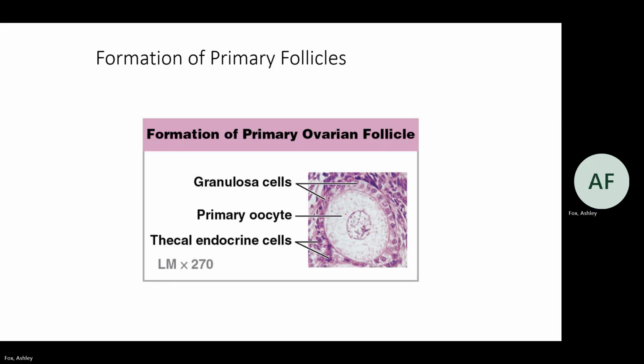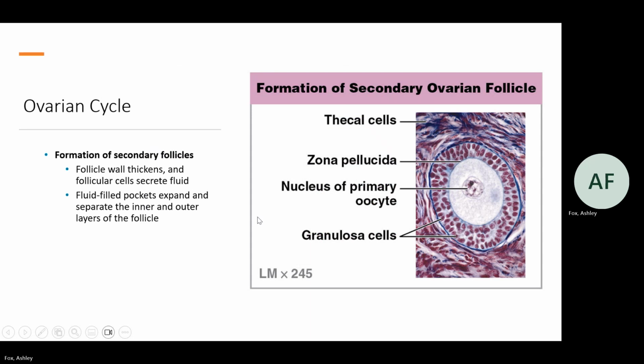So you can see the primary oocyte here. Granulosa cells are directly surrounding the oocyte, and then we have thecal cells on the outside, so we're getting multiple layers. Then we get to the point where some of those primary follicles are going to turn into secondary follicles. This is going to get even more layers.